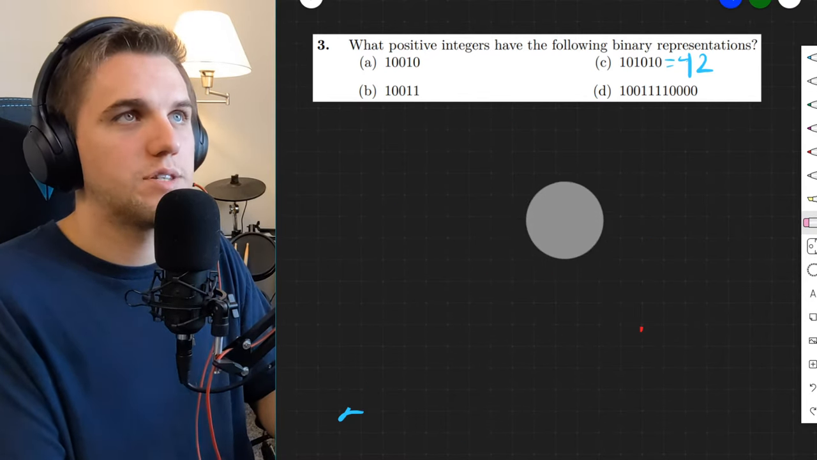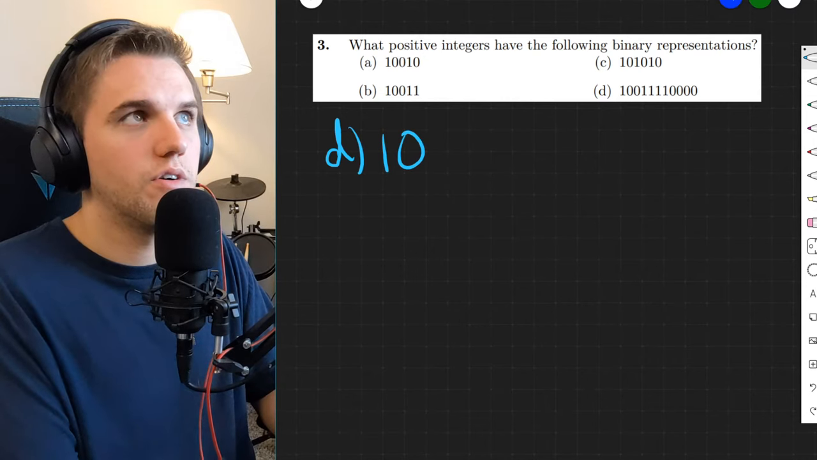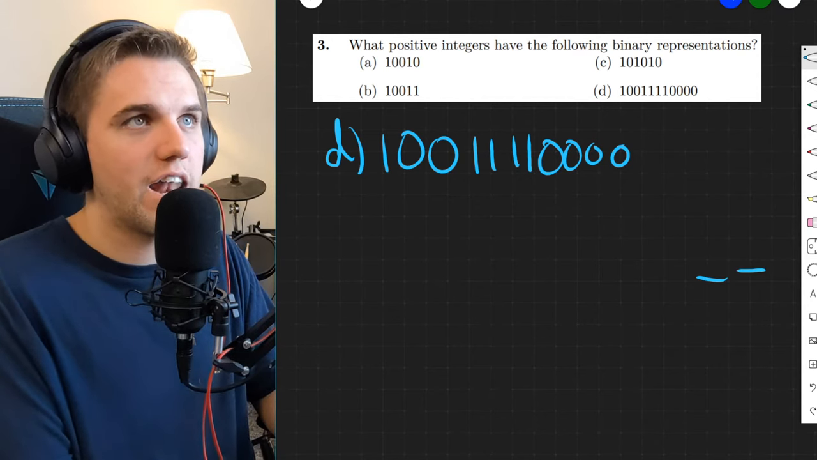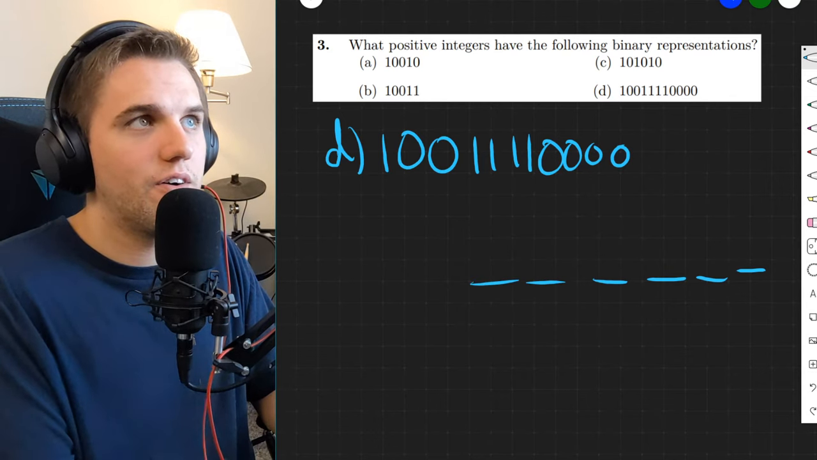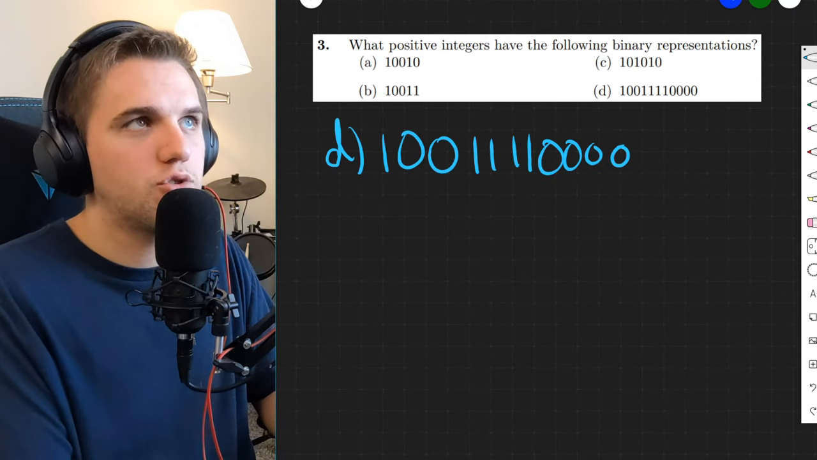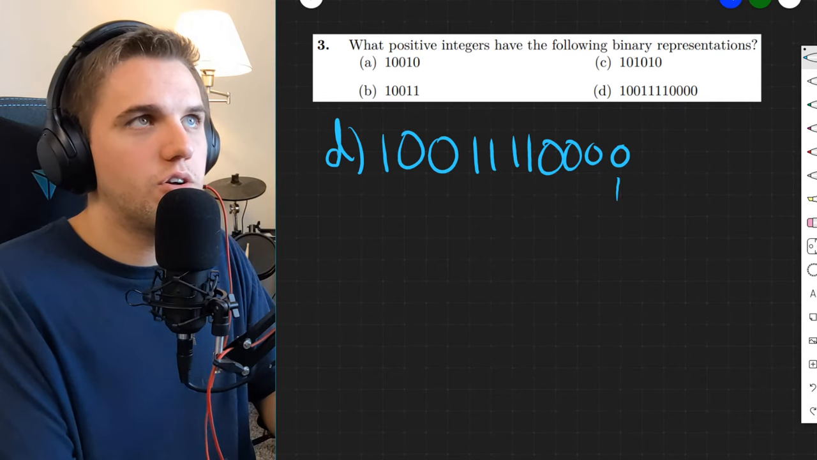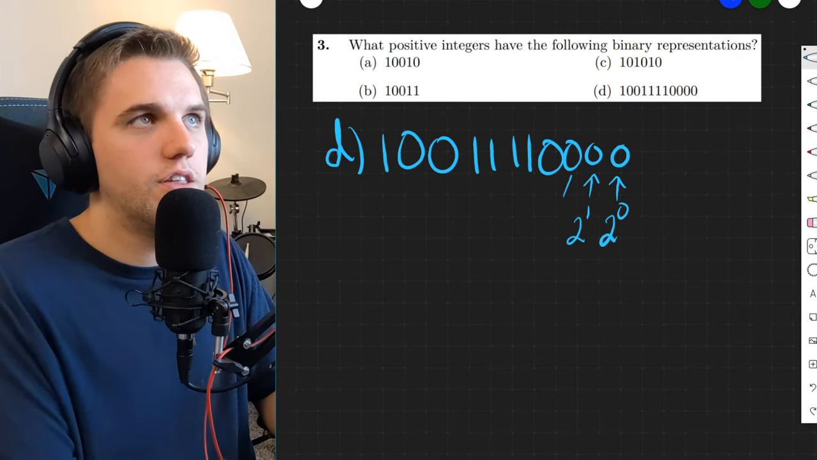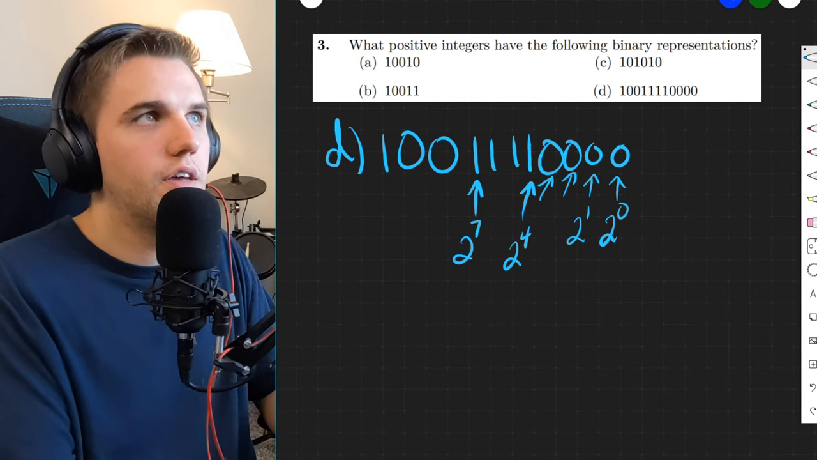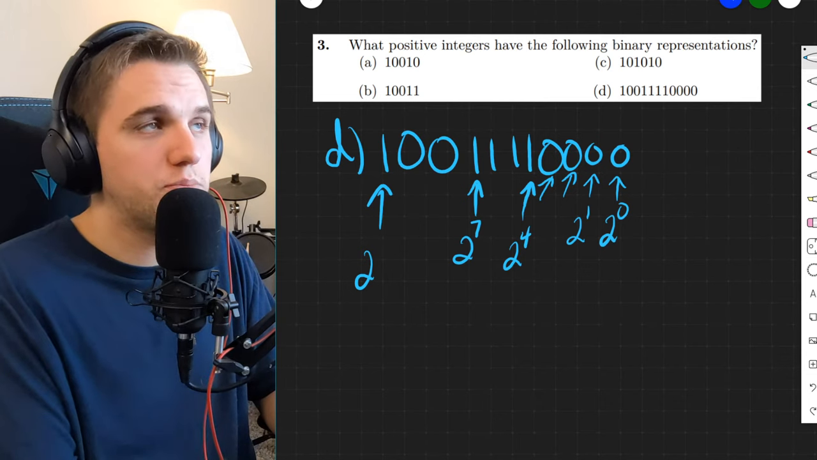Last but not least, we have part D, which is 10011110000. As you can tell, we're going to have to add up a lot of powers of 2. Now, because we've done 3 of these so far, we just have to keep track of what powers of 2 we need. This 0 corresponds to 2 to the 0th power. This 0 is going to have an exponent of 1. This 0 is going to have an exponent of 2. That 0 is going to have an exponent of 3. And so this 1 is going to have an exponent of 4. This 1 is going to have an exponent of 5, 6, 7.